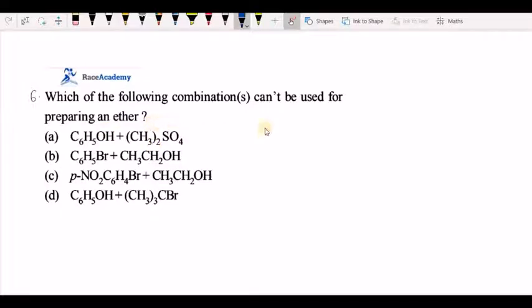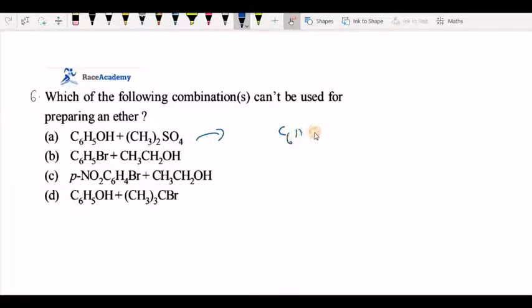Which of the following combinations cannot be used for preparing ethers? You see the first option. In the first option we have phenol with methyl sulfate. Okay, so in this what will happen? Definitely phenol reacts with methyl sulfate, as these are acids. It will become a weak base. Then phenol forms this ether.